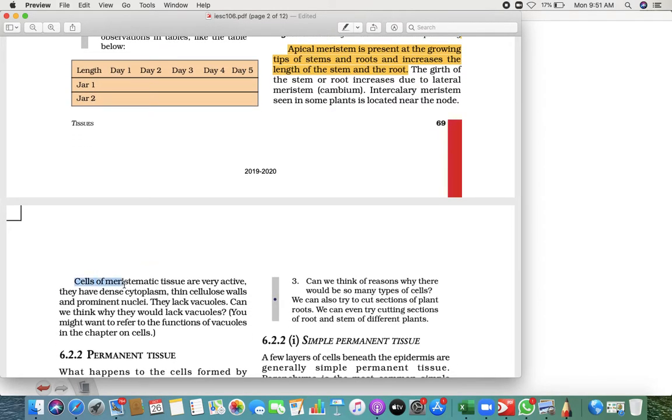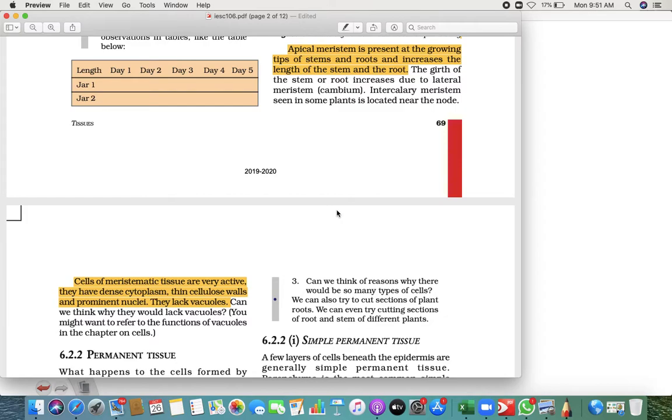So basically these roots are increasing in size, which means the cells are multiplying, right? So cells of a meristematic tissue are active. They have dense cytoplasm, thin cellulose cell walls, and prominent nuclei, meaning the nuclei are properly developed, but they lack vacuoles.